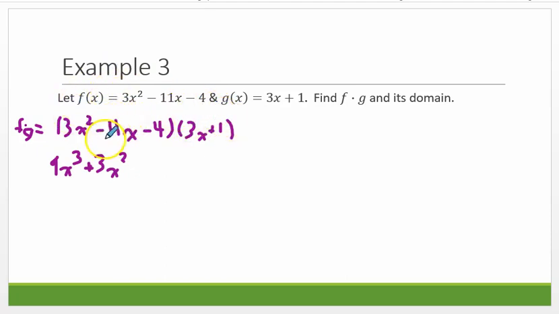So now in my first set of parentheses, I'm going to be focusing on the -11x. And I'm going to do -11x times 3x and -11x times 1. So distribute that out again. I'll have -33x squared minus 11x. So now again, I've taken that and multiplied it by everything in the second set of parentheses. So now I move on to the last term in the first set of parentheses. So -4 times 3x and -4 times 1.